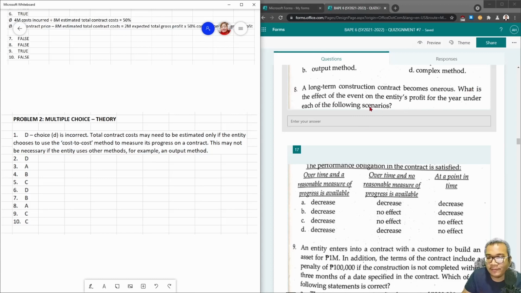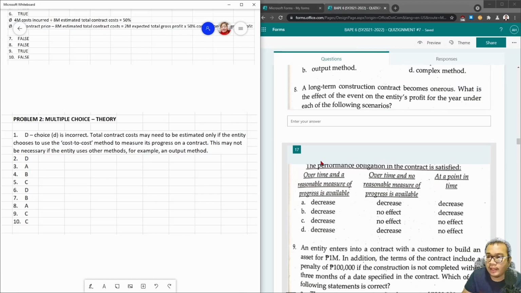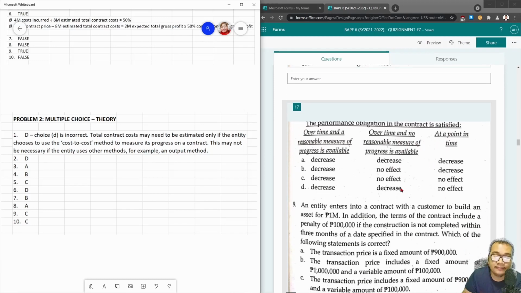What is the effect of the event on the entity's profit for the year under each of the following scenarios? The performance obligation, the contract is satisfied over time, and a reasonable measure of progress is available. Over time, and no reasonable measure of progress is available at a point in time. So, alin dyan? Anong magiging effect? Decrease yan lahat.